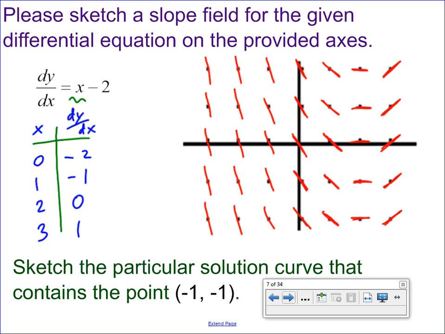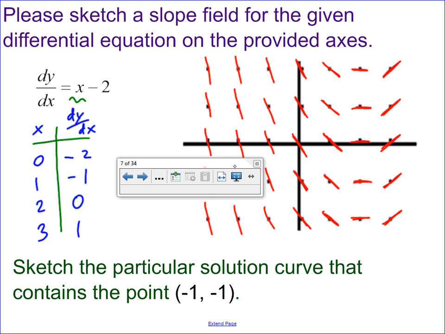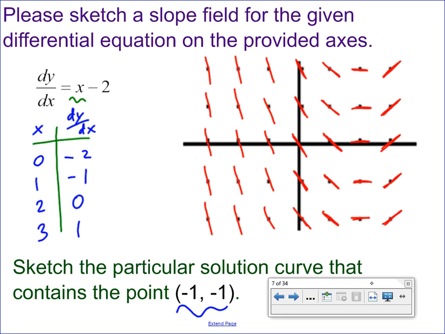Cool. All right, let's go ahead and sketch the particular solution that contains the point -1, -1. So everybody, let's find that point. -1, -1 would be here. If I know a solution curve has the point -1, -1, can we follow these slopes around and sketch its graph? Well, yeah, we'll follow the signposts.